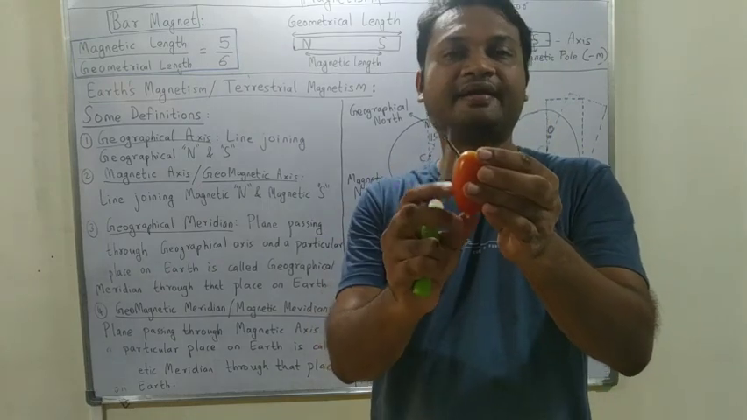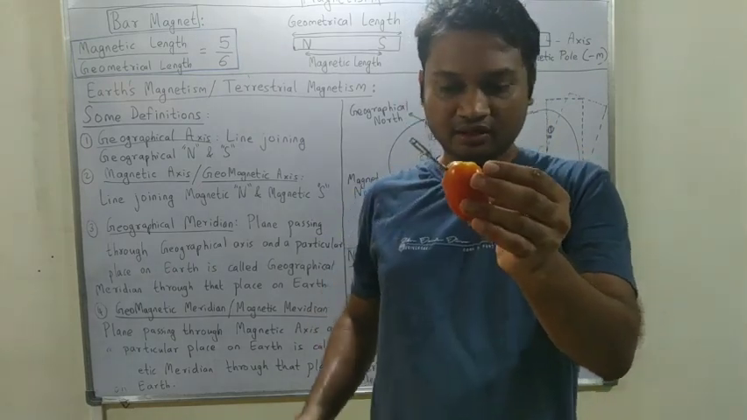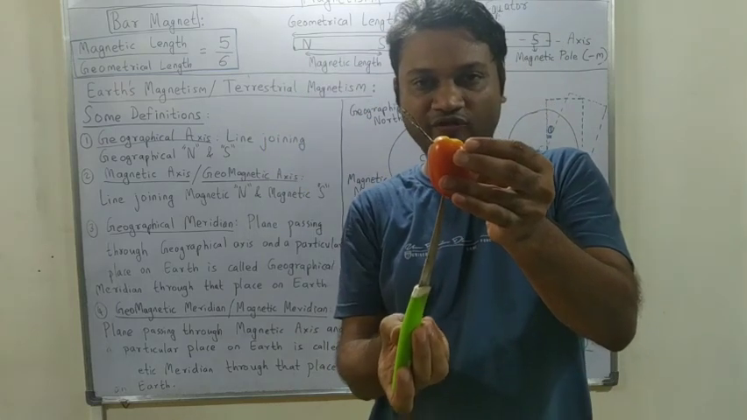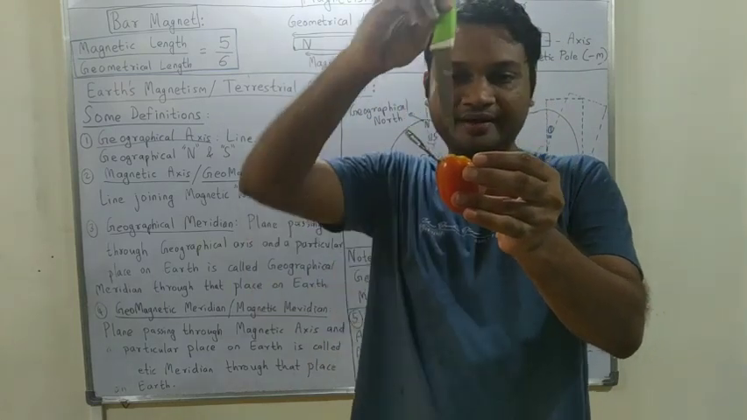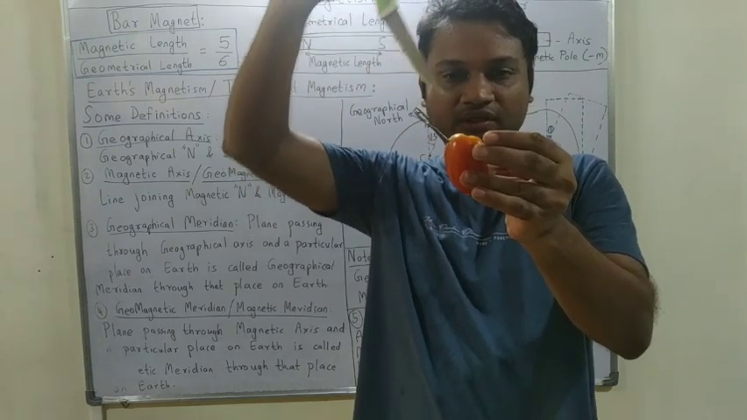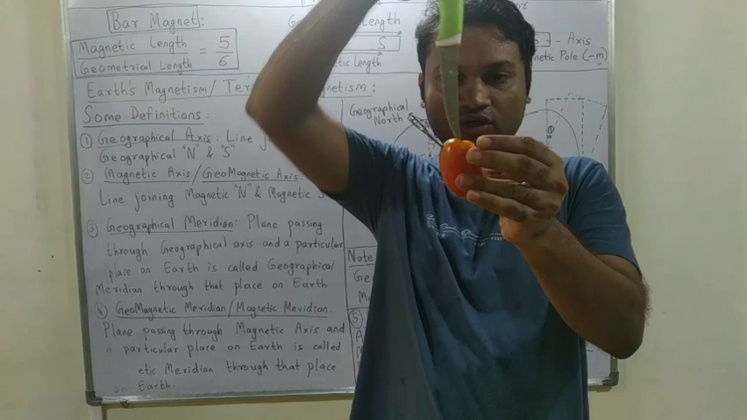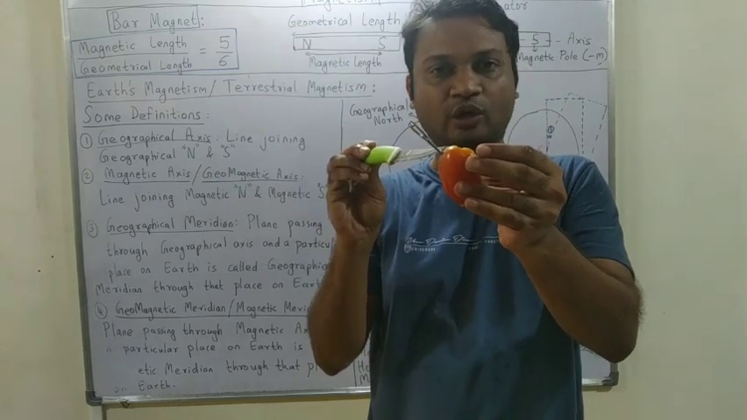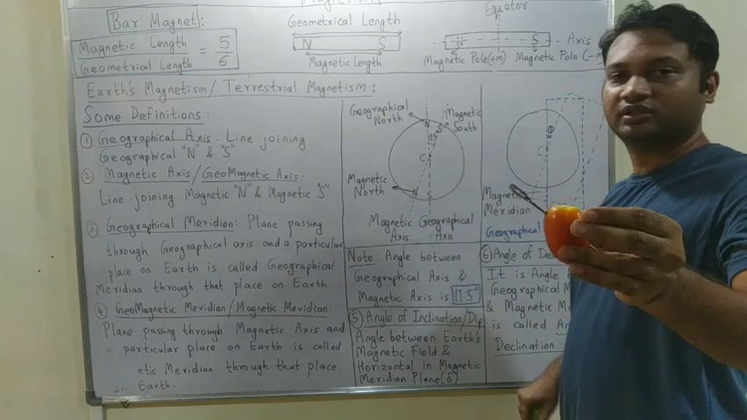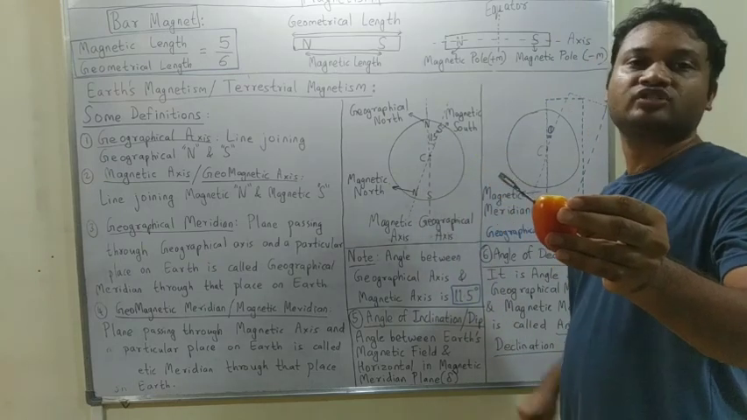Magnetic north, magnetic south. If you see carefully, this point is geographical north. The lower point is geographical south. So near the geographical north, we had magnetic south. If you see in this figure, we have geographical north, and near it, we have magnetic south.